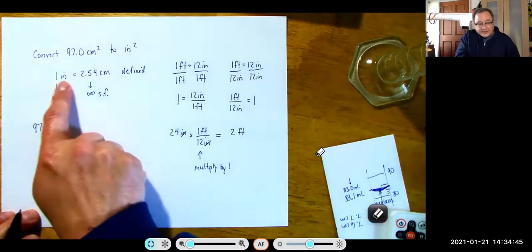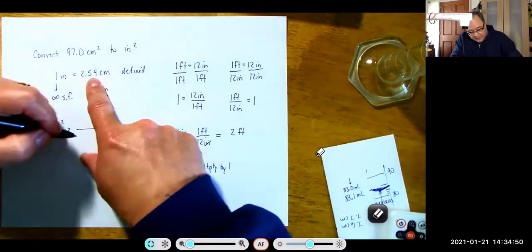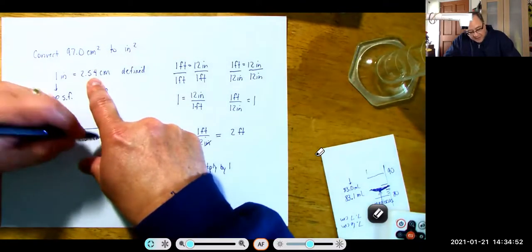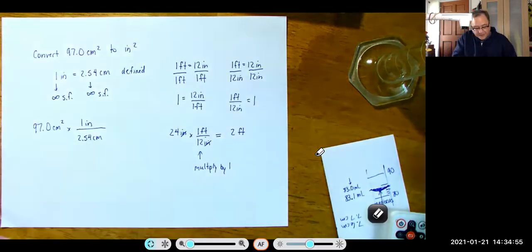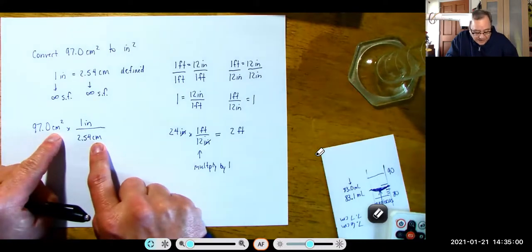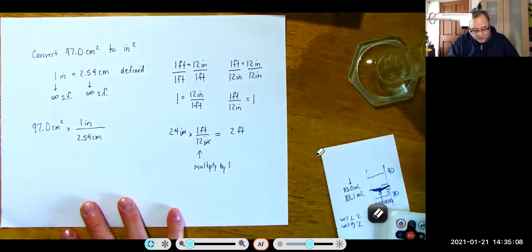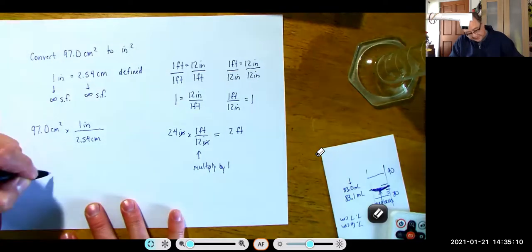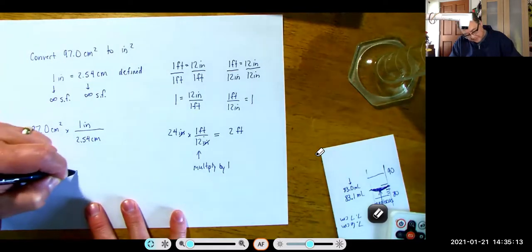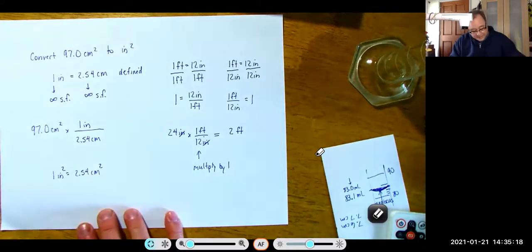Well, I have this that I can use. So I'm going to multiply, and I'm going to put the 2.54 centimeters in the bottom, and the 1 inch on the top. And I'm putting this on the bottom because I want it to cancel with this. But there's centimeters squared here, and this is not centimeters squared. So what do I want to do? Am I allowed to do this? Is that okay? And the answer is no. It's not okay.